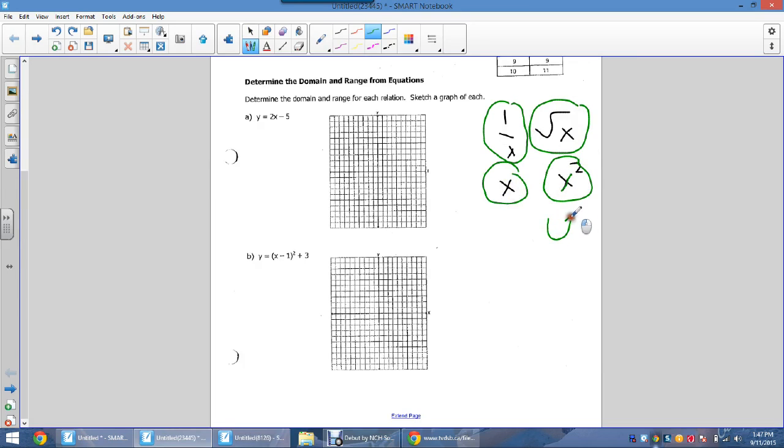This is your parabola, okay? This guy here is a line. This guy though, what's he look like? And what's this one look like?